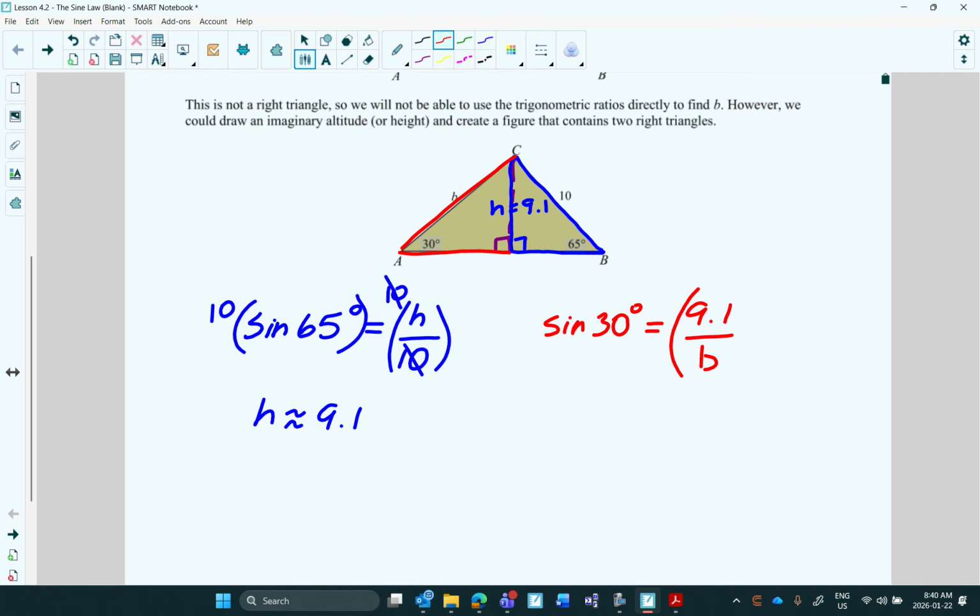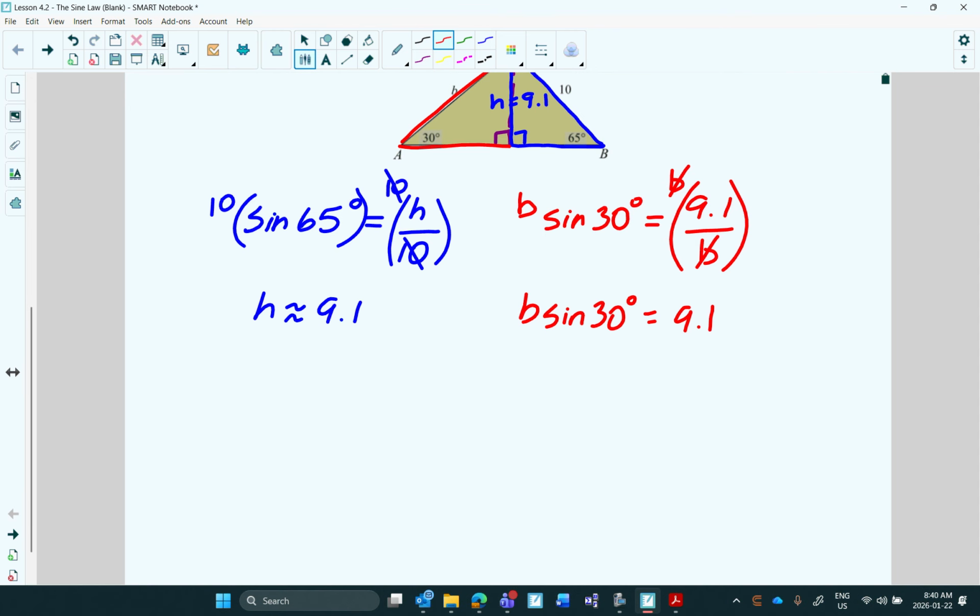Got to get b by itself. Here I have to do a couple of steps. I have to multiply both sides by b, so I get b sine 30 degrees is equal to 9.1. Still don't have b by itself, so divide both sides by sine 30 to figure out what b is. And when we do that, we're going to get exactly 18.2. So that's how we figure it out.